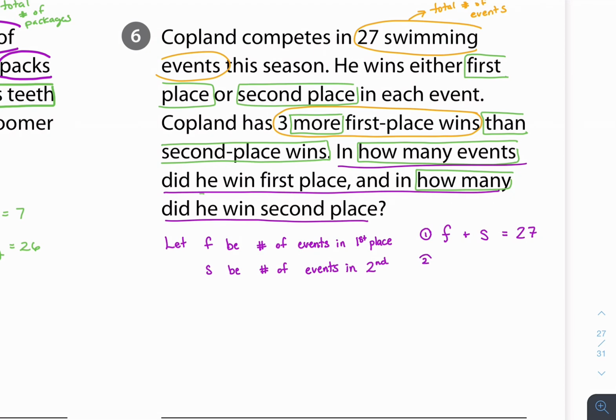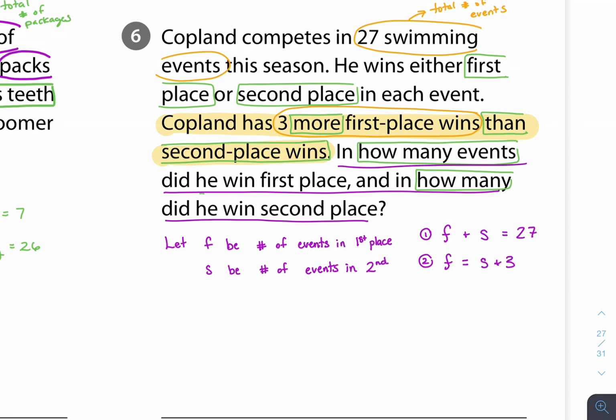Now this second equation is a little bit of a doozy. So that second equation actually appears here, where it says Copeland has 3 more first place wins than second place wins. Right? So does he have more first place or second place? He has more first place wins, right? 3 more than a second. So that means his first place wins, which is F, should be equal to whatever his second place wins is, plus the 3 more, right?